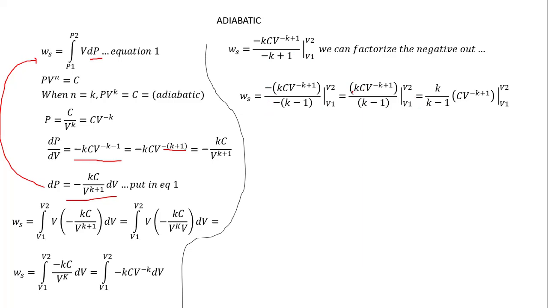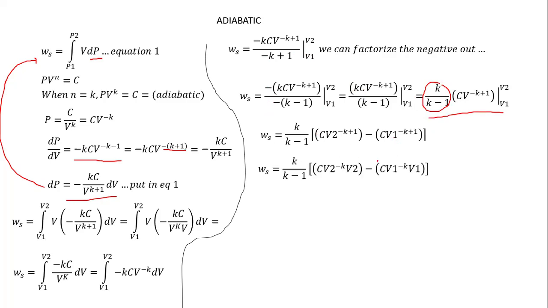Oh, yes, and we can also factorize k over k minus 1 out. Because k is a constant, that whole expression is going to be a constant, so we can factorize it out. And then we can end up with the expression in this form. So I can now put in my v2 and my v1, and then find the difference between them.